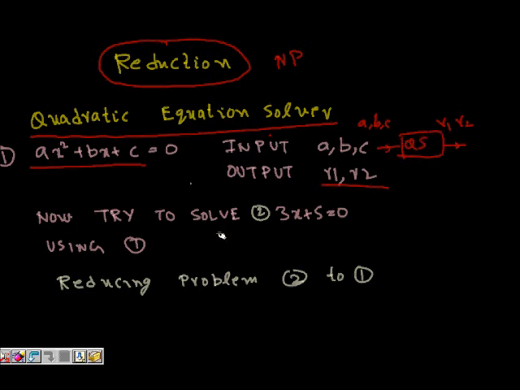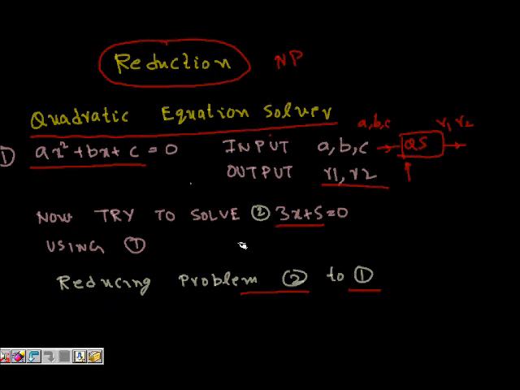So far so good. Now someone asks, can you please find the root for this linear equation 3x plus 5 is equal to 0? And he says, please don't write another code. You already have one software which can solve quadratic equations. So where's the trick now? Can we solve the linear equation using the quadratic equation? Or in another way, can we reduce the problem of a linear equation to the problem of a quadratic equation?